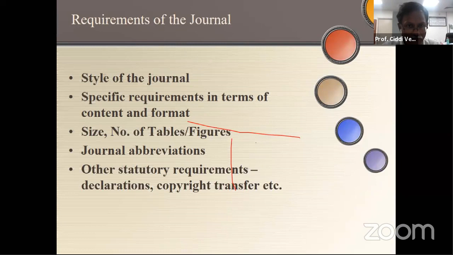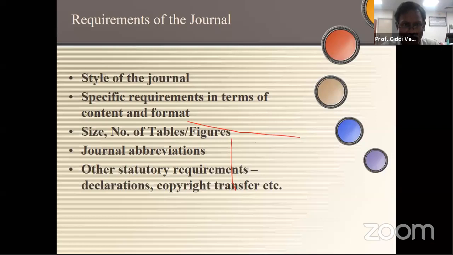Now, what are the requirements of the journal? What is the style of requirement? Most of the journals will follow the IMRAD format. What are the specific requirements? Are they asking you to write the introduction first? Sometimes some journals will only want the experimentation and the results, and afterwards the interpretation and introduction. What is the number of tables and figures? One figure can replace 1,000 words. That is most important. Data which cannot be easily explained can be put in the form of tables and figures. Journal abbreviations, copyrights, and declarations are all very, very important while trying to publish.